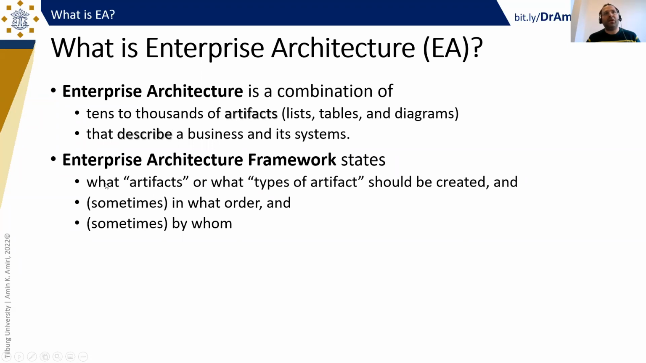For example, the Zachman framework only says what type of artifacts you should create. But TOGAF, another framework, also says in what order you need to create them. And sometimes some of them even help you with figuring out who should create these artifacts. So whenever we say enterprise architecture framework, we mean that there are suggestions for artifacts to be created.